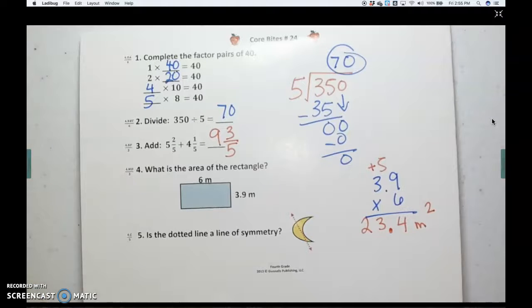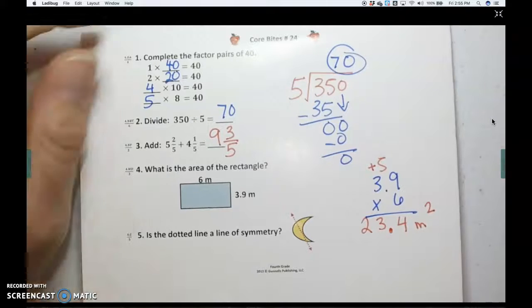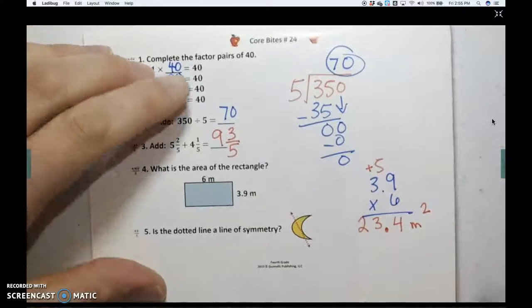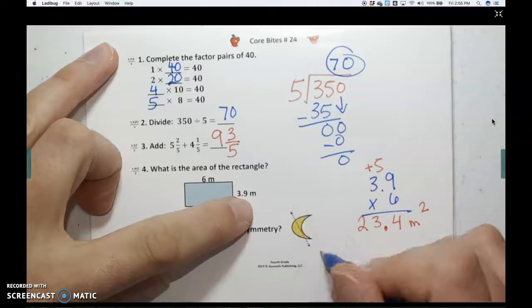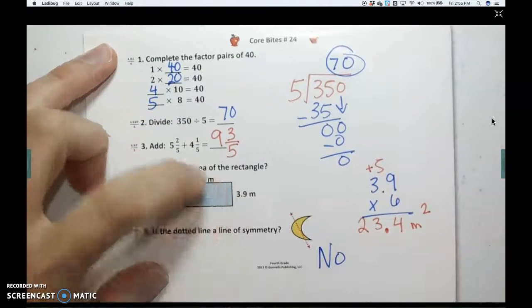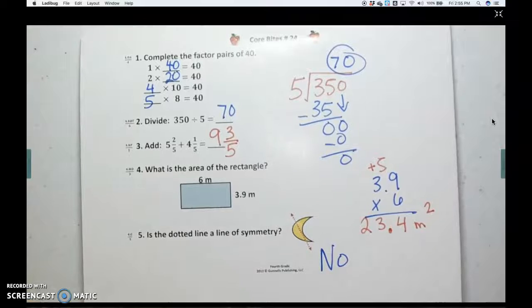And then the last question asks, is this dotted line a true line of symmetry for this crescent moon that we're also learning about in science right now? And the answer is no, because if you fold that, guys, it is not going to be equal on all the sides of that crescent.